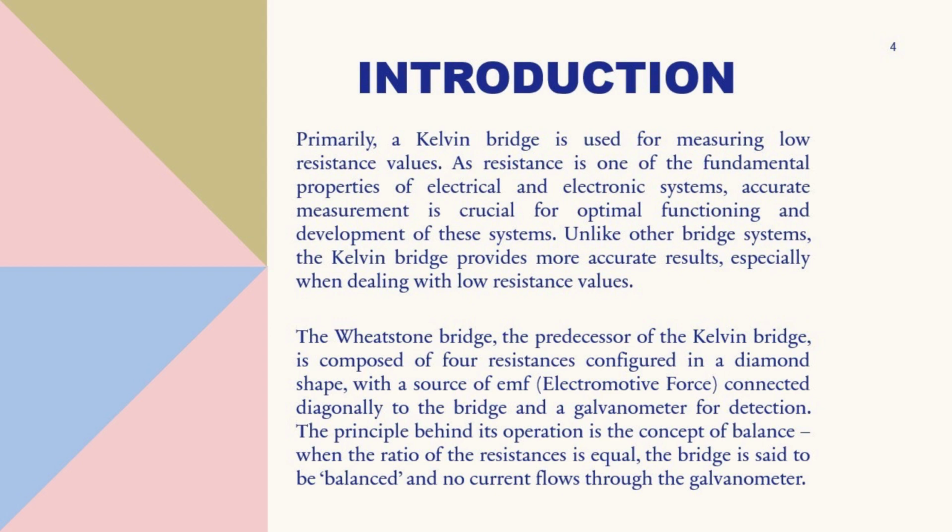Unlike other bridge systems, the Kelvin bridge provides a more accurate result, especially when dealing with low resistance values. The main principle behind the operation of the Kelvin bridge is the concept of balance, so that when the ratio of resistance is equal, the bridge is said to be balanced and no current flows through the galvanometer. This makes it easier to measure low resistance values.